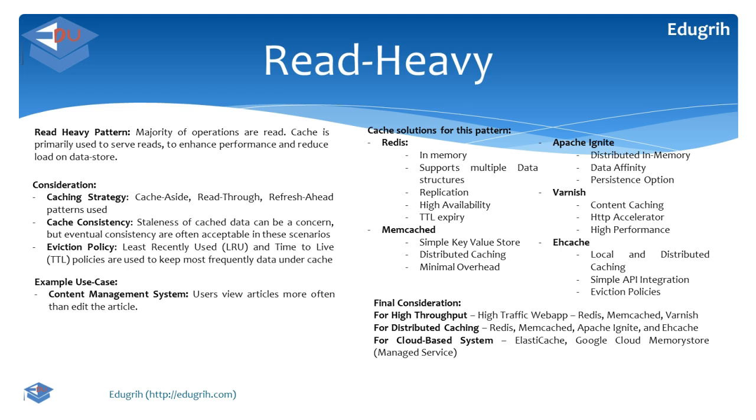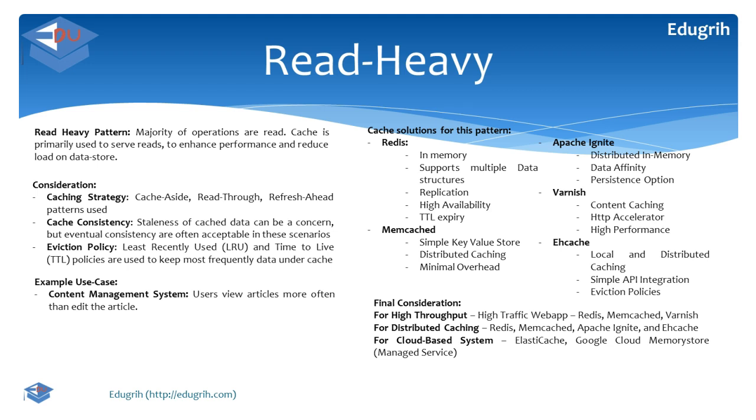Varnish, it's a lightweight CDN process kind of, where it helps in content caching, HTTP accelerator, and high performance on those web contents. ACache, local and distributed caching, it provides the support feature, and it has a very simple API based integration, and it provides flexible eviction policies.